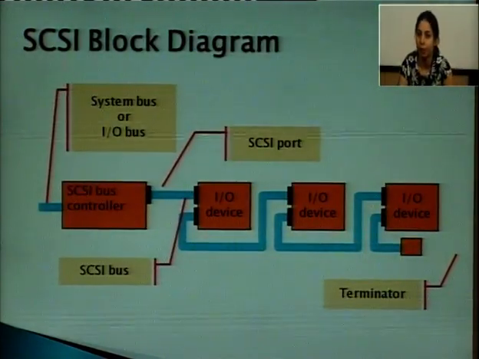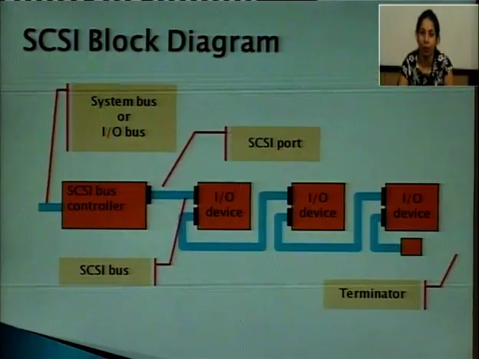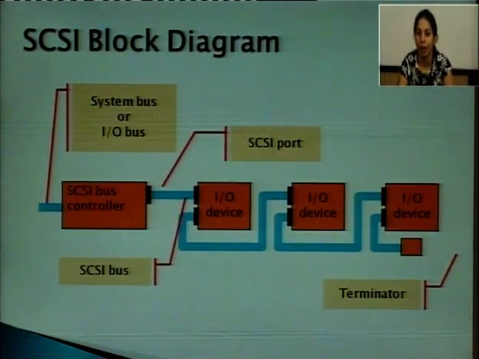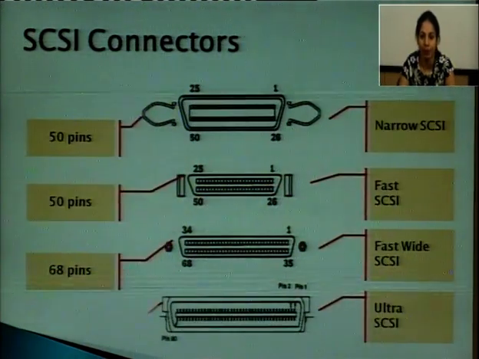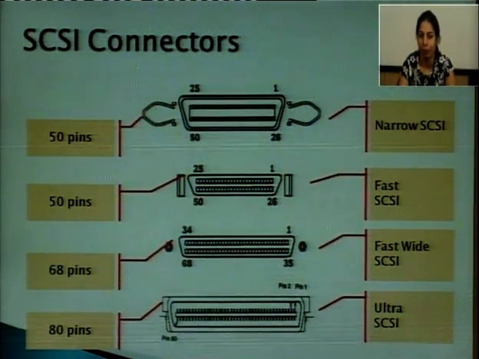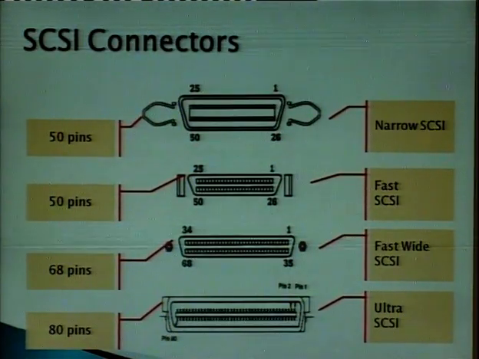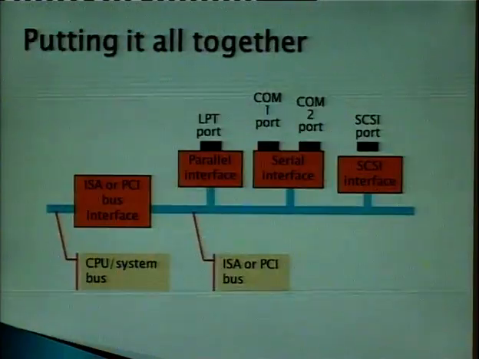This is the simple diagram for the SCSI block. Means we have the SCSI bus controller, I/O devices, and at the terminator end we have various ports and buses. These are the various connectors: 50 pin, 68, 80, narrow SCSI, fast, wide and ultra.